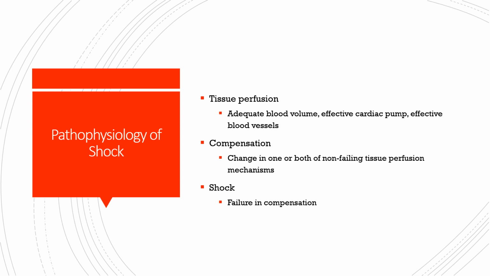Going on to the pathophysiology of shock, tissue perfusion and blood pressure are maintained by three mechanisms. The first is adequate blood volume. The second is an effective cardiac pump. Third is effective blood vessels. The body is able to compensate for a problem in one mechanism by making changes in one or both of the other mechanisms. Shock occurs when the compensatory mechanisms fail to maintain the blood pressure, and this can lead to poor tissue perfusion.